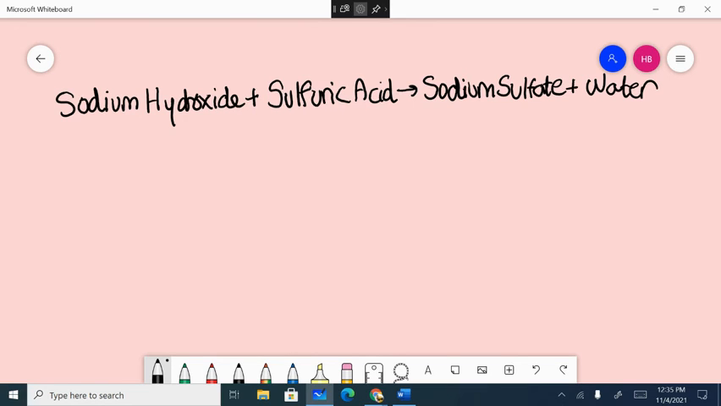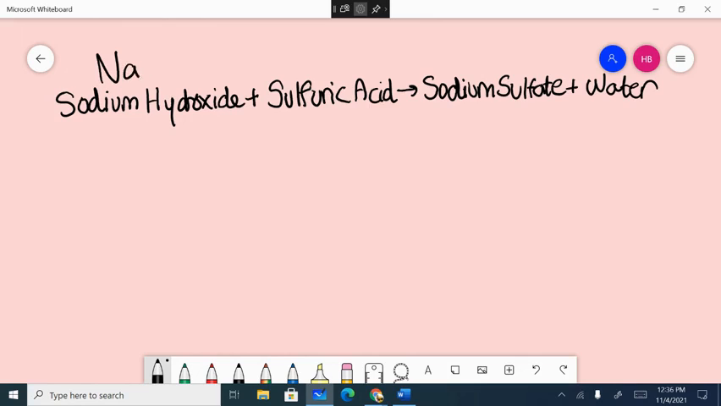Then you got sulfuric acid. That's also a strong acid, meaning that if you poured it on your skin, it would burn really bad. Acid burns are particularly nasty. So you got to be super careful with sulfuric acid. But you add this strong base and the strong acid together, you get sodium sulfate, which is a salt, and water. So you get salt water when you add them together. This is called an acid-base neutralization reaction.